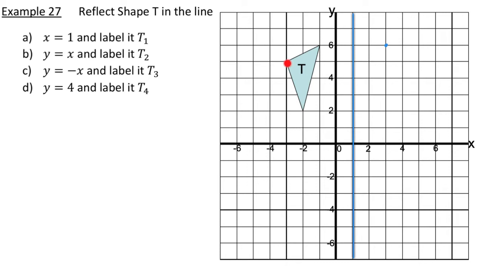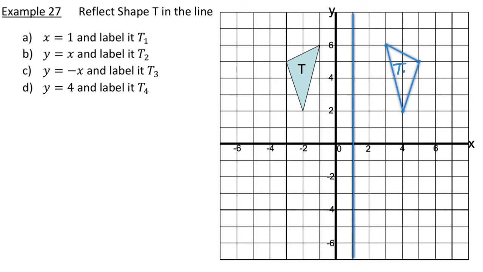Then we'll go to the next point and we can see that's 4 squares to the mirror line. So we're going to go 4 squares to the other side and mark that point. And then the last one is 3 squares to the mirror line. So we'll go 3 on the other side. And then we join the points up and we'll label it T1.